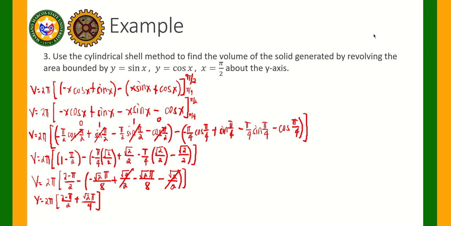So, if we are going to calculate the value of the volume for problem number 3, our volume is equal to 3.39 cubic units. So that is example number 3 under the cylindrical shell method.